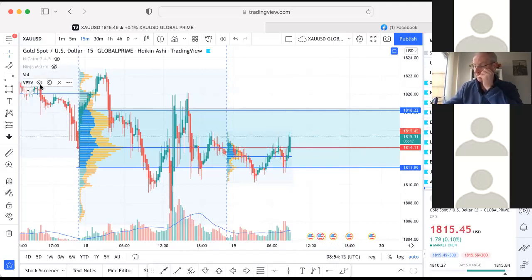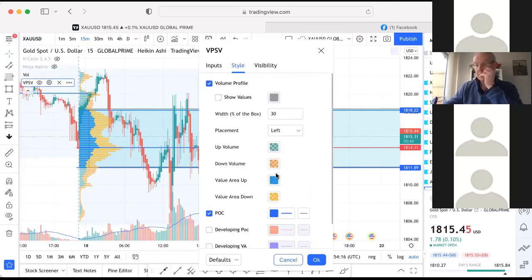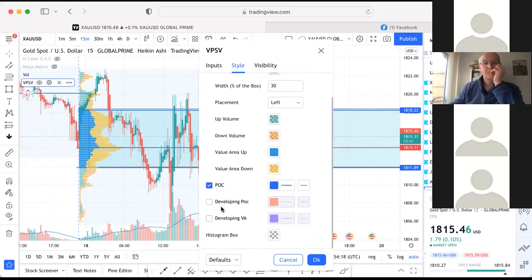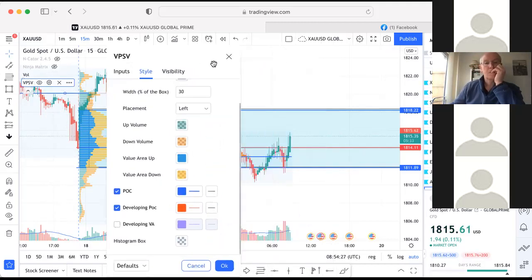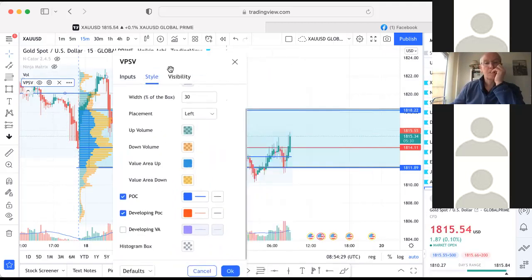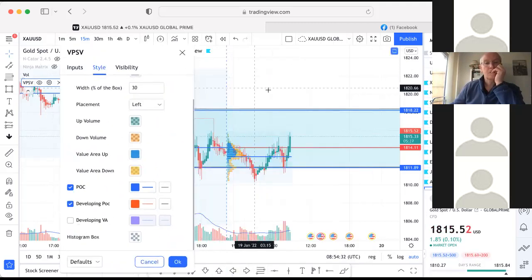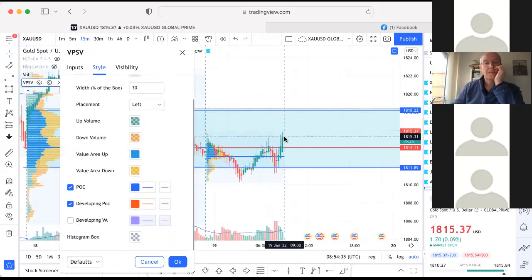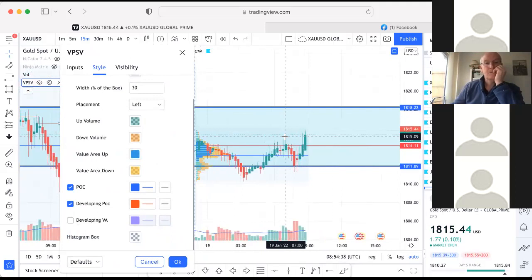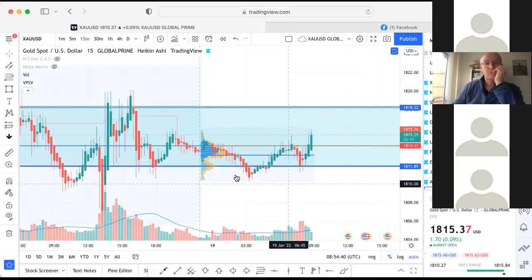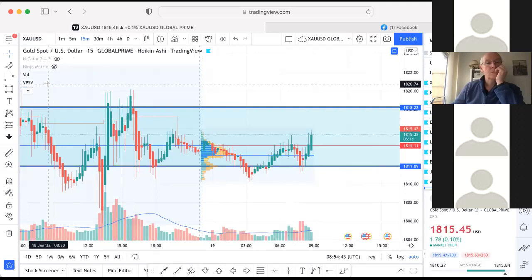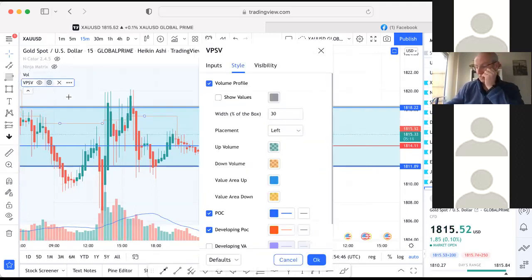And then there are a couple of other ones which I don't use, but I've had a look at and they look quite interesting. One is the developing POC, which for some reason is not working on my chart this morning. But the developing POC shows how the point of control has changed. Oh, there we are, look, on there.